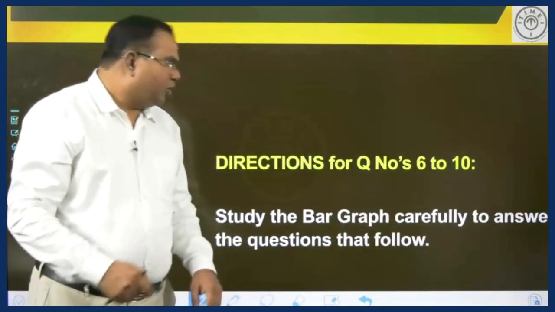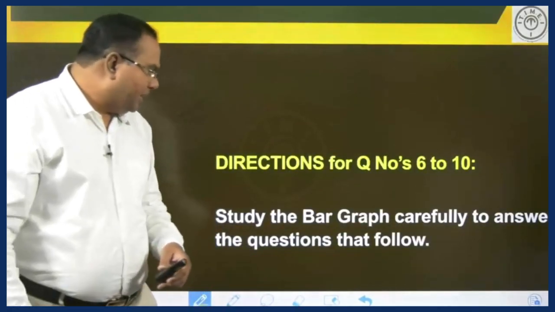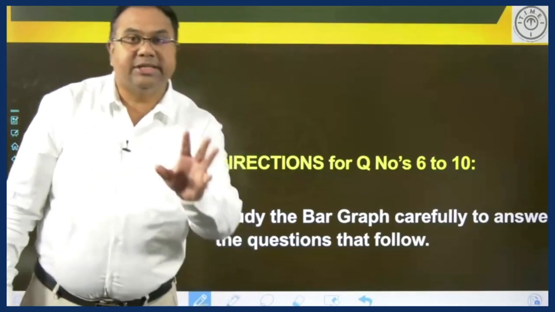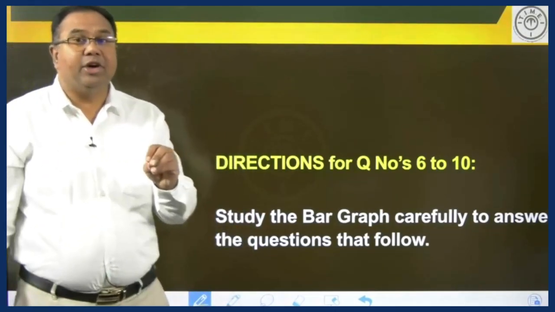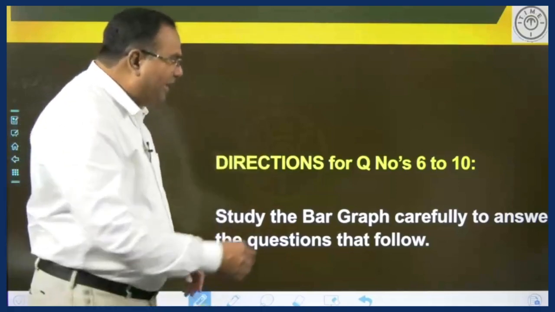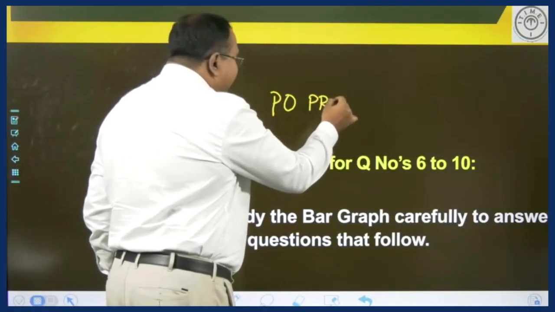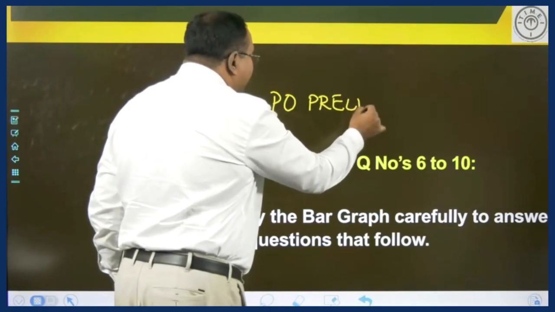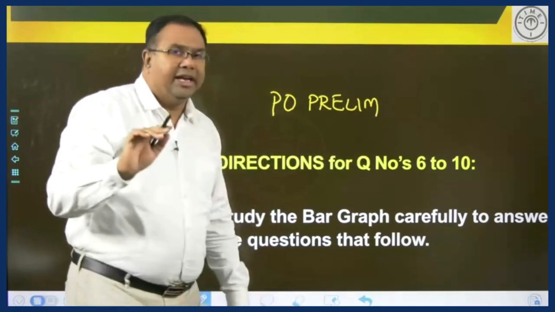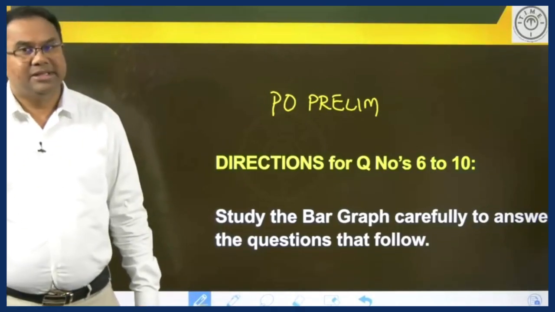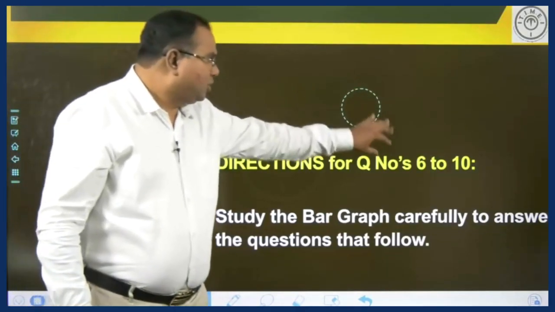The second set, question number 6 to 10. Study the bar graph carefully to answer the questions that follow. This is your PO prelim level set. Here I am not saying it is IBPS PO, SBI PO, RRB PO, etc. It is a PO level prelim exam set. Right, students? Question number 6 to 10.